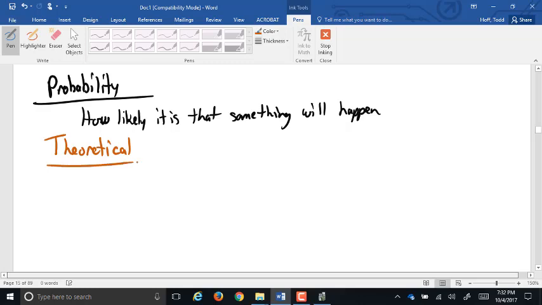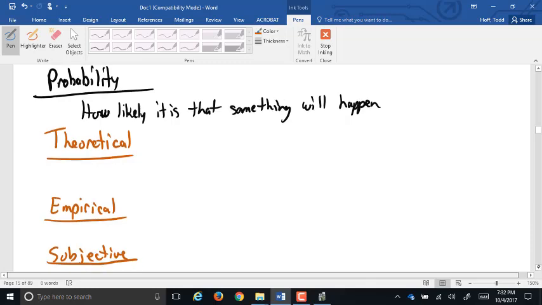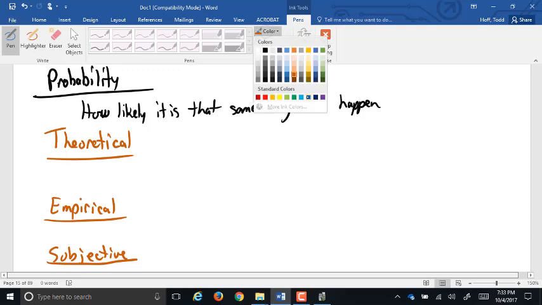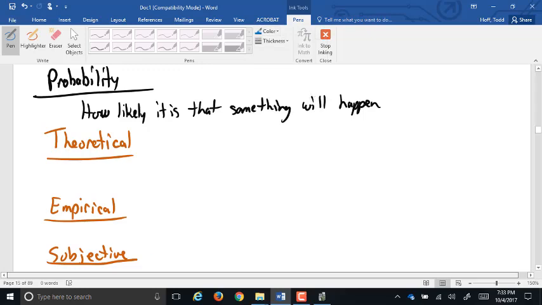There's theoretical probability, there is empirical probability, and there is subjective. Now, subjective means with opinion in it, right? A subjective statement has opinions in it. Objective is a statement of fact. So let's start out with subjective. Subjective is basically an educated guess.